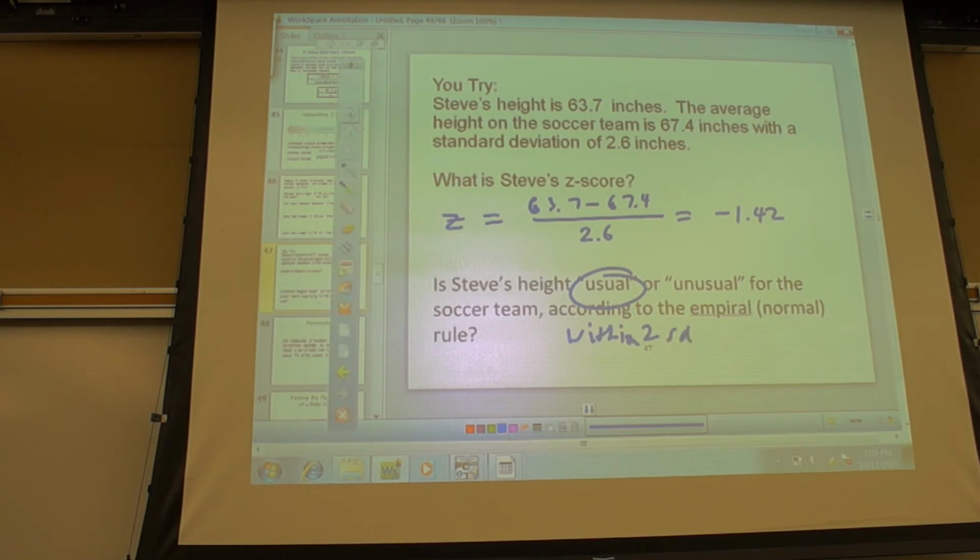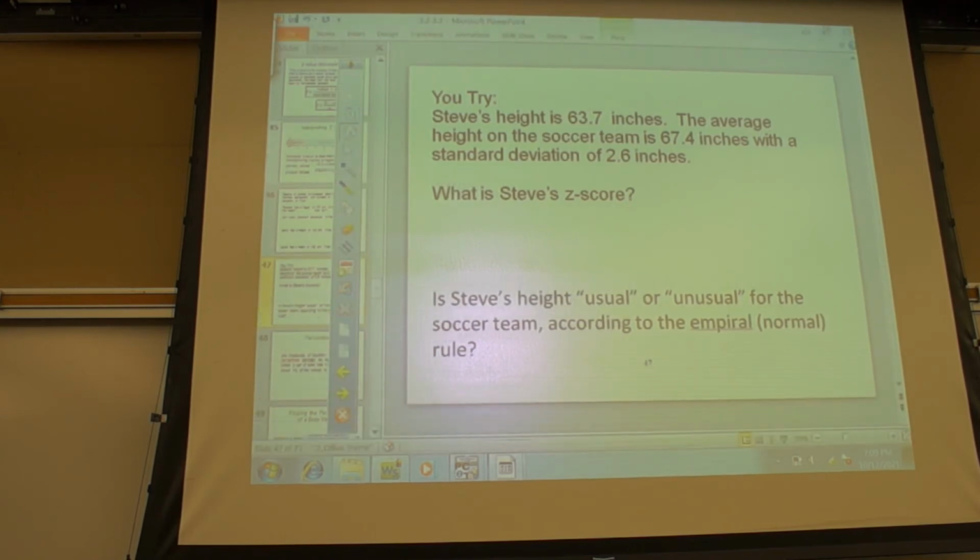All right. On your sheet, you also have a guideline for unusual. What's our general guideline for unusual? What percent or less? 5%. 5% or less.